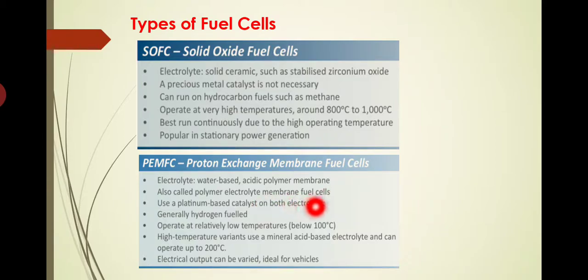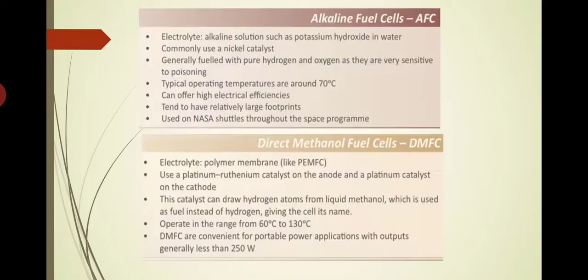Use platinum based catalyst on both electrodes. See, here there is no catalyst required in case of SOFC, but here usually to speed up the chemical reaction, platinum based catalysts are used in both the electrodes. Generally, hydrogen is used as the fuel and operates at relatively low temperature below 100 degrees Celsius. High temperature variants use mineral acid based electrolyte and can operate up to 200 degrees Celsius. Electrical output can be varied, ideal for vehicles. These are all the PEMFC, okay, proton exchange membrane fuel cells.